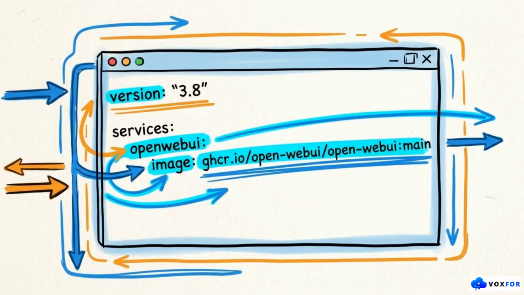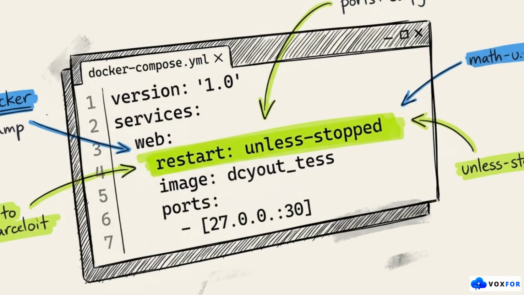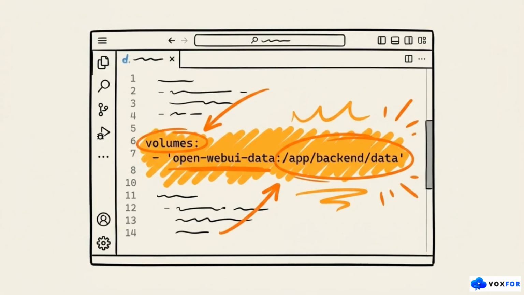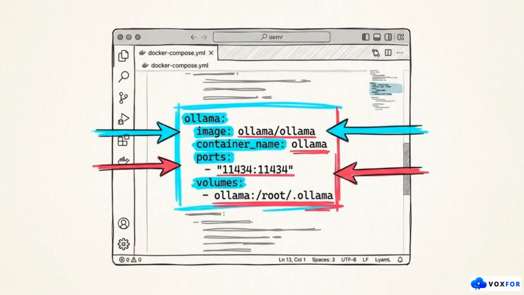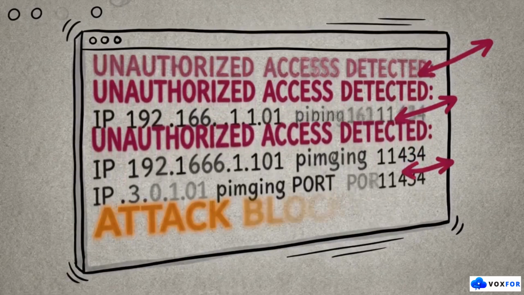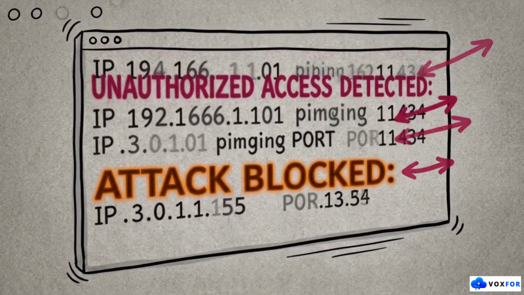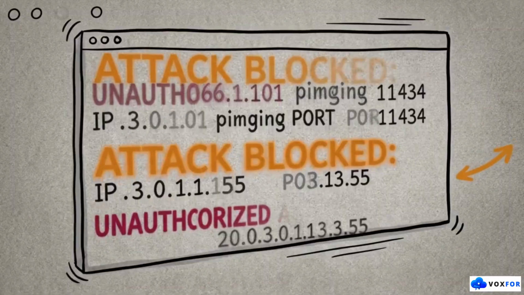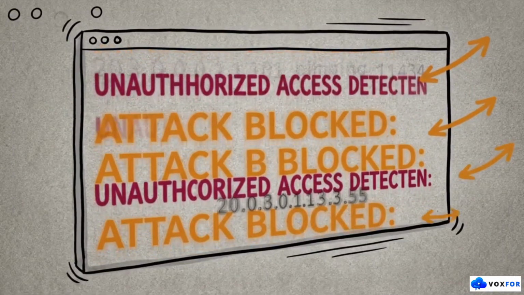This defines the Open WebUI container, sets it to restart automatically, and maps a physical folder on your server to hold the application's persistent data. If you are running Ollama alongside the dashboard, you have to be careful. Exposing the local model handler directly to the public internet creates a significant, dangerous entry point for completely unauthorized traffic.